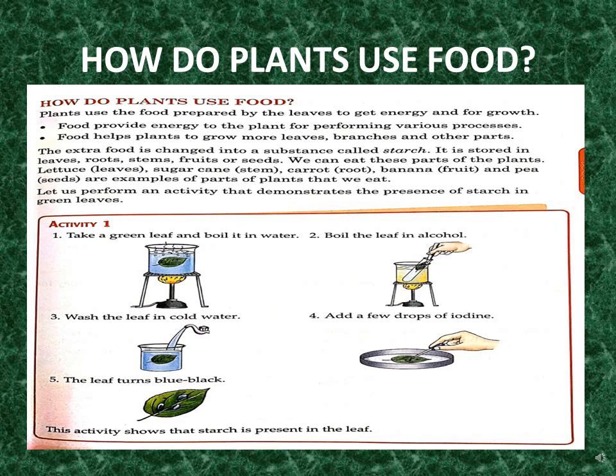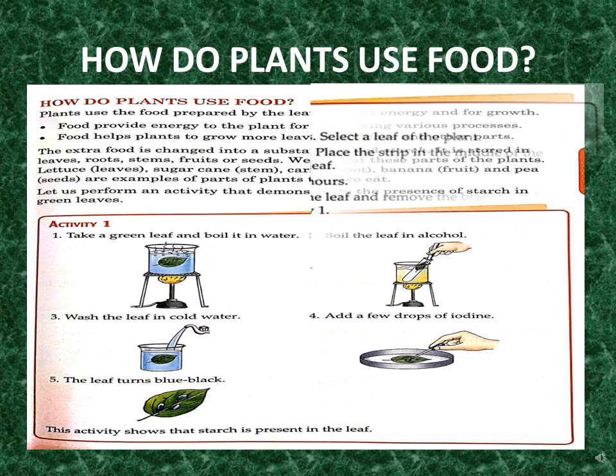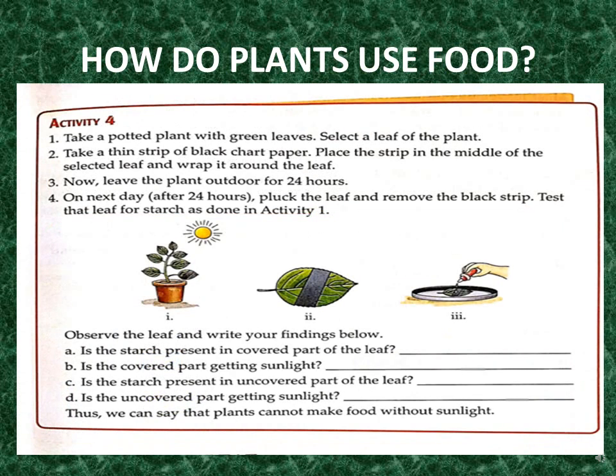Let us go to page number 17. There is activity 4. You must read activity 2 and 3 also by yourself. You will understand it. But we will have to discuss activity 4 now. Take a potted plant with green leaves. So you will have to take a plant in a pot. Potted plant means a plant in a pot, which has green leaves.